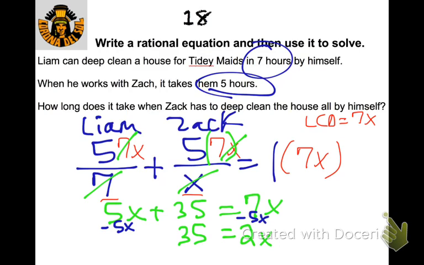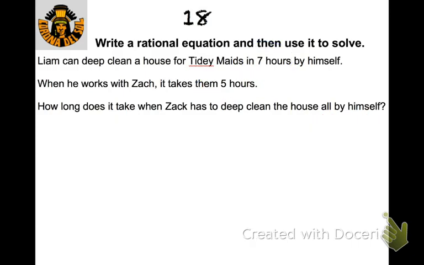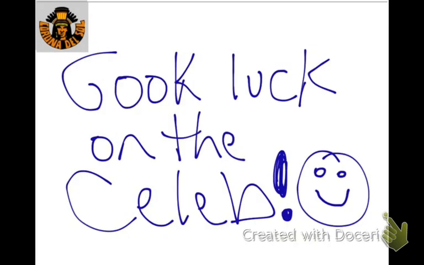Okay, so then we're going to divide by 2. So we're going to say x equals 35 divided by 2, which is 17.5. Holy moly. It takes Zach 17.5 hours by himself. He's a slowpoke. Okay. Makes sense? I think that is it. Good luck.